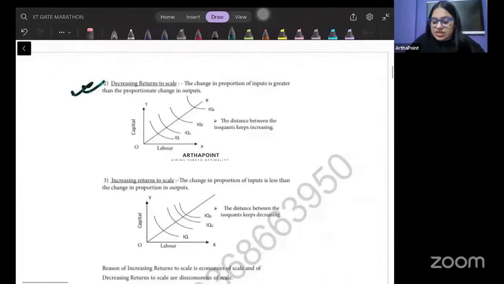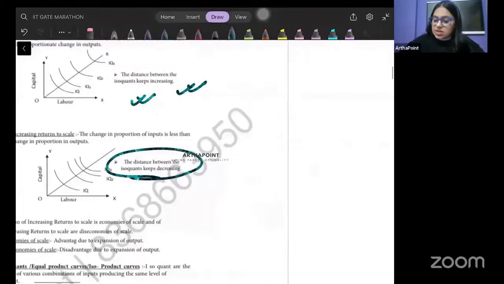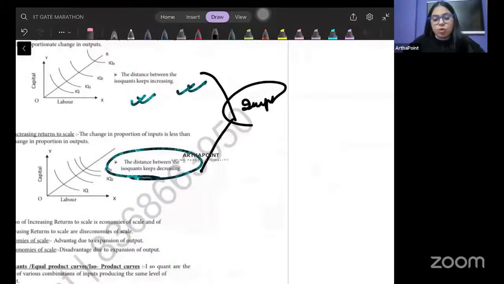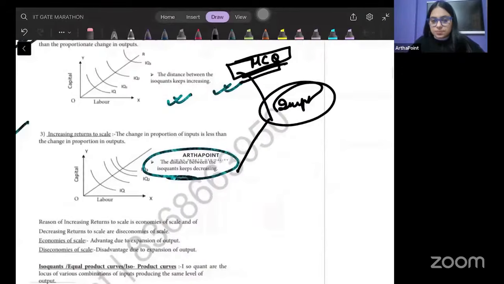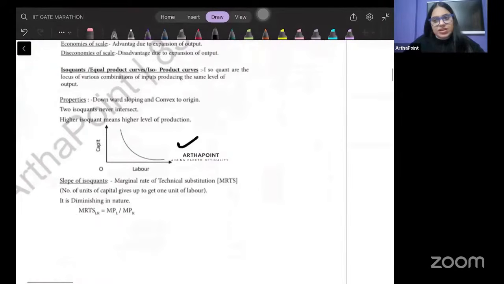If it is decreasing returns to scale, the distance increases. Decreasing returns to scale, isoquant distance increases. Increasing returns to scale, isoquant distance decreases. Please take out a printout of this sheet and write down important here, beta. This is very important. 150% I can tell you, in one of the entrance exams, this MCQ will be asked.